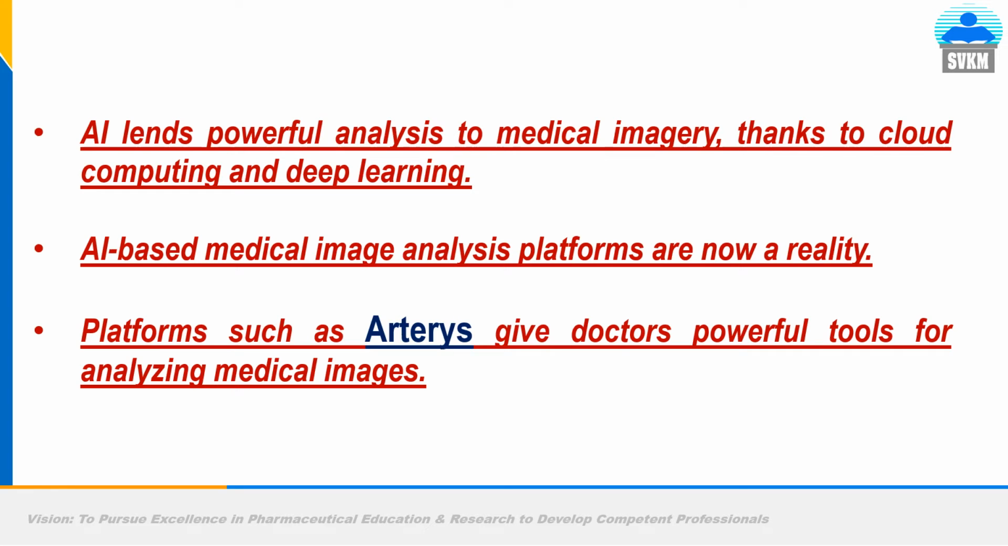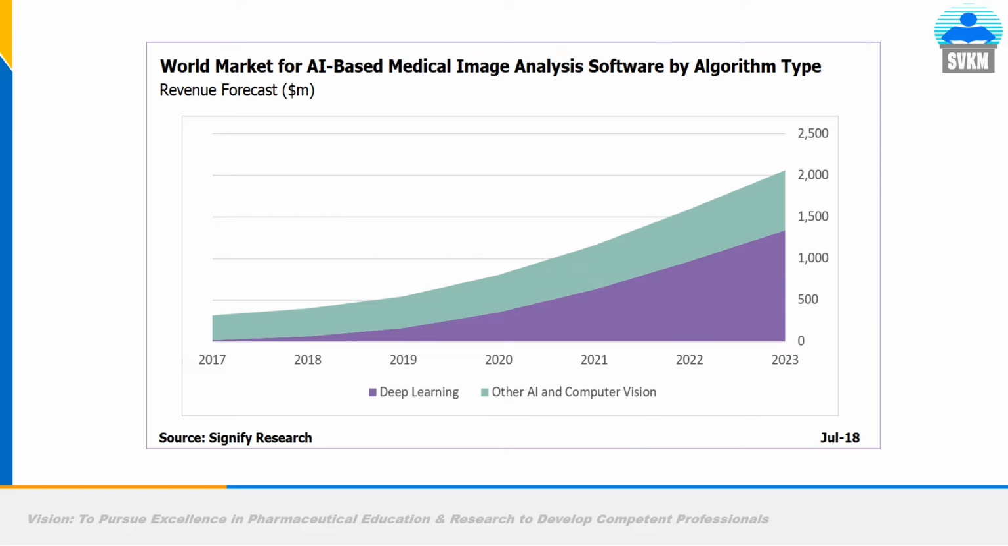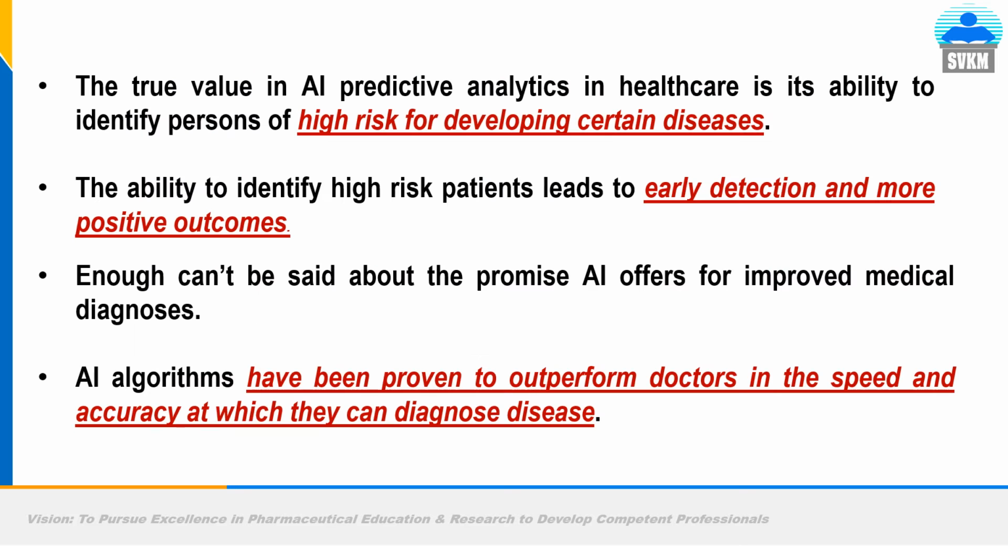Platforms such as Arterys give doctors a powerful tool for analyzing medical images. So this is the image I have taken from Signify Research through some website. This shows the world market for AI-based medical image analysis software by algorithm type. You see, around 4 years ago, the market value was even less than $500 million. Now in 2023, it will be 4 times, that is $2,000 million. You see the speed with which people are accepting AI-driven decisions in the case of medical images.